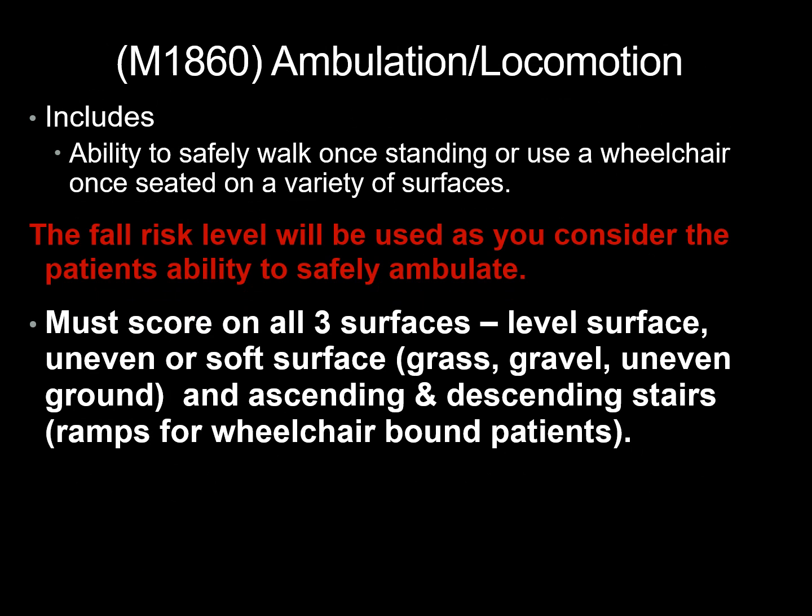Ambulation includes the assessment of their ability to walk once standing, or if they cannot do that, how do they use a wheelchair? Those are the considerations. Keep in mind, if they have a fall risk, you must consider this in regards to the safety as it relates to ambulation. If they have a score that indicates, for example, on a TUG value, that they are a fall risk, it'd be unlikely that they would be independent in these measures.